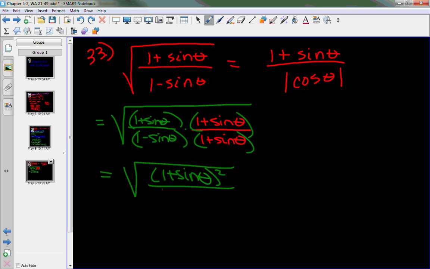Now, the denominator. I'm going to go ahead and FOIL this. 1 times 1 is 1 minus sine squared of theta. Now, what's my denominator that I want? Absolute value of cosine. Well, tell me, folks, what do I have to do here? What's 1 minus sine squared of theta? Cosine squared.